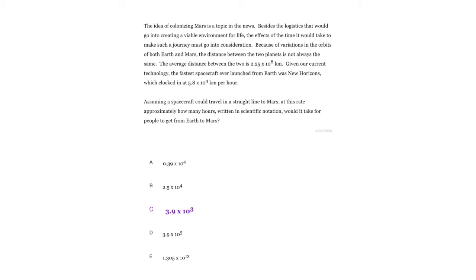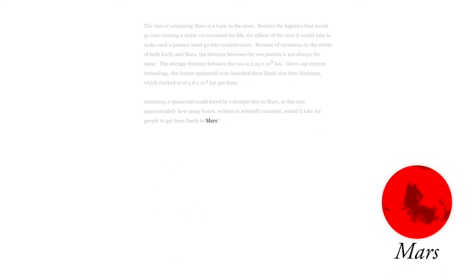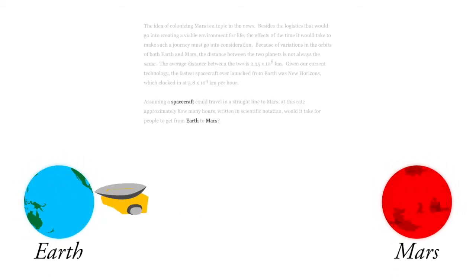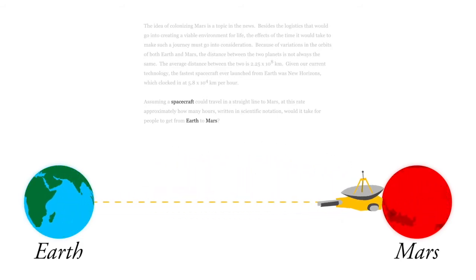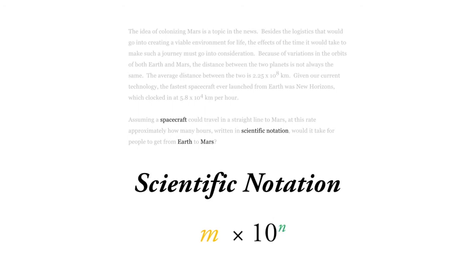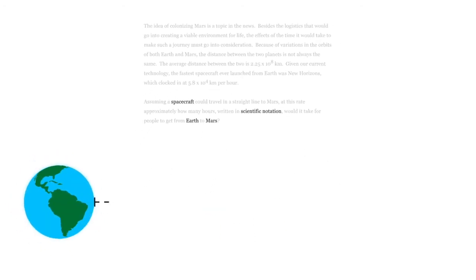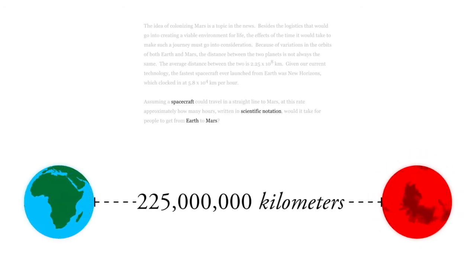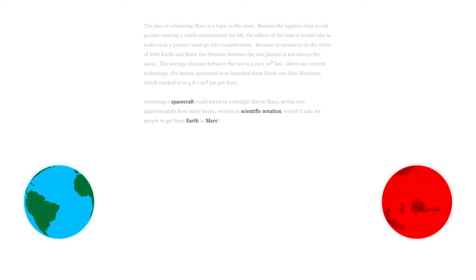So now we're talking about this distance between Mars and the Earth and our spaceship that's going to get us there, but we're going to look at it through the lens of scientific notation. And scientific notation is pretty handy if we're talking about really big numbers. And these are starting to approach the kind of really big numbers where scientific notation starts to make much more sense than actually writing out the numbers. So again, we're trying to find out how many hours. This time it's how many hours, written in scientific notation, would it take for people to get from Earth to Mars?